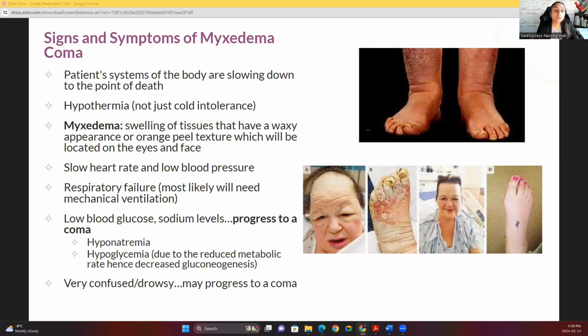All right, what is happening with myxedema coma? The patient's body is slowing down to the point of death. And what will happen to the body temperature? Hypothermia, agree, right? Myxedema, swelling, these are the signs and symptoms. That is why it is known as myxedema coma, not only coma. Heart rate will be low, BP will be low, respiratory rate will be low, glucose will be low, sodium will be low. And low sodium means very confused, drowsy, seizures. Everything is the same.